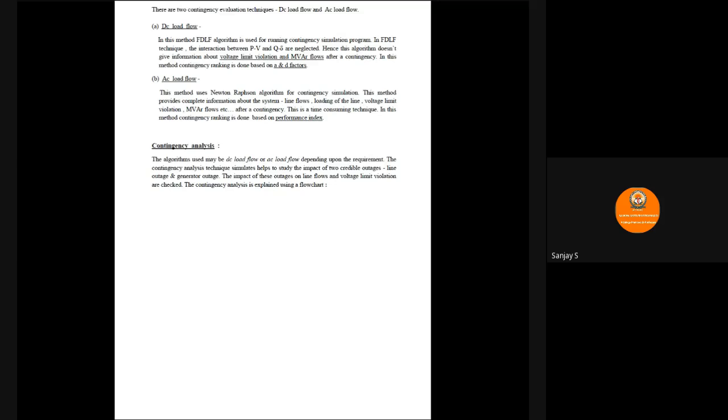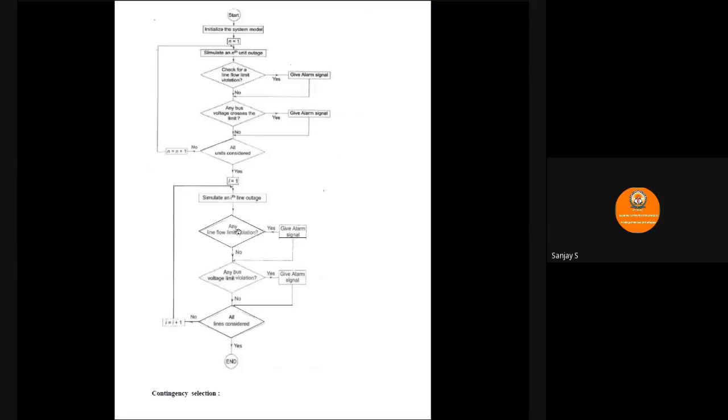Next, we talk about contingency analysis, DC load flow or AC load flow. Depending upon the requirement, we choose the right option. And the major factors that we are going to consider are line outage and generator outage. So the impact of them will be studied with a flowchart.